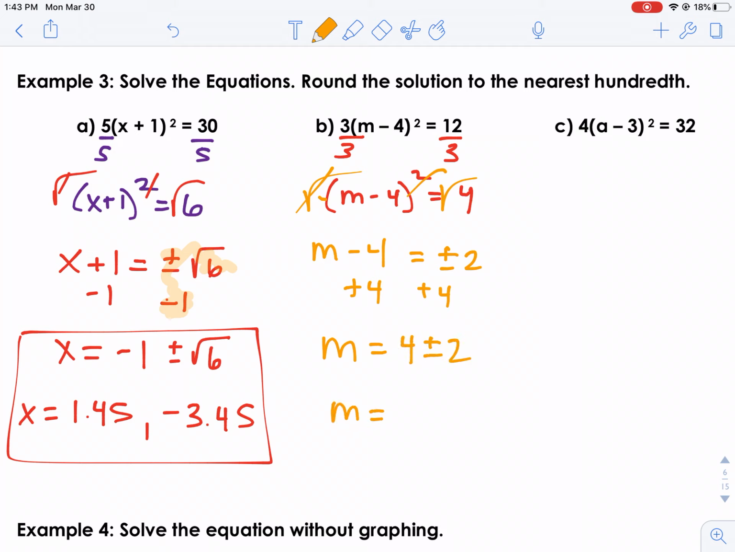Well, this we can figure out ourselves. 4 plus 2 gives us 6. 4 minus 2 gives us 2. So we get 2 answers, 6 and 2.